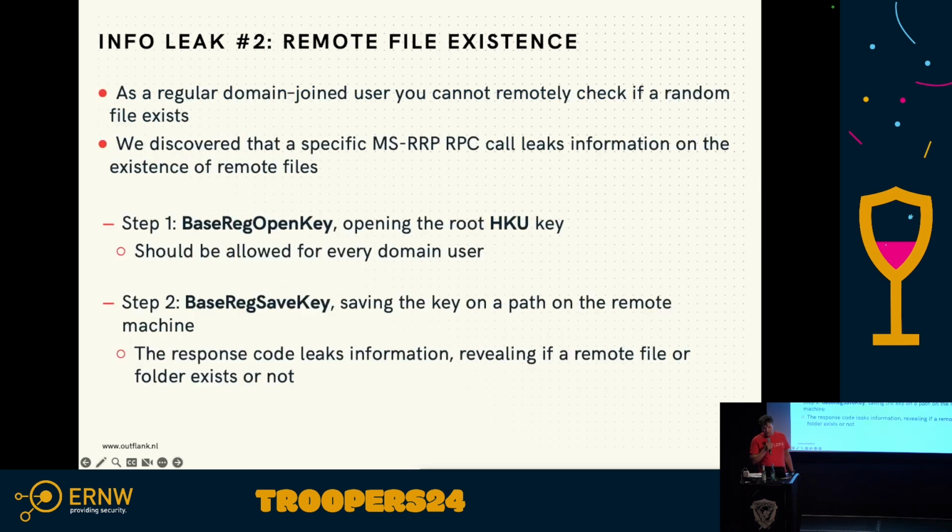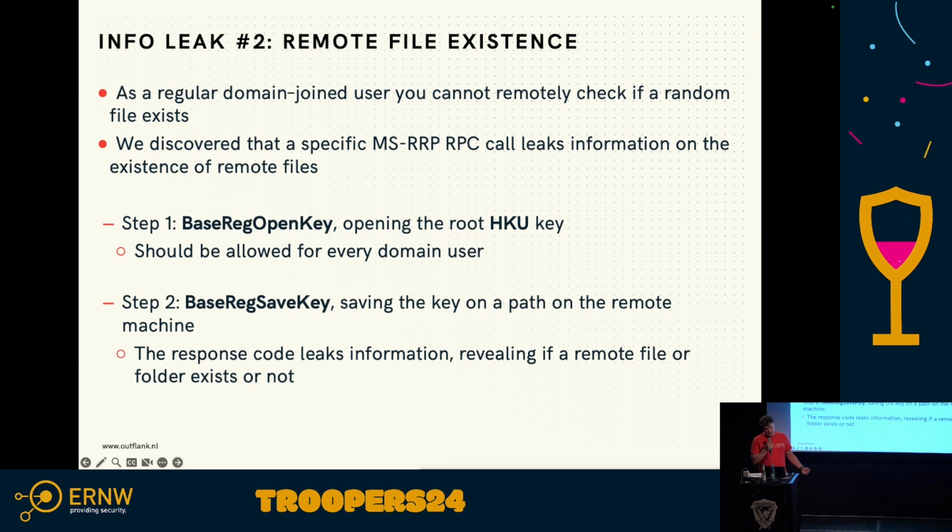And the second one is about remote file existence. As a domain user, you cannot generally check for random files if they exist or not. But with these RPC calls, you can, remotely, as a domain user. So what we do is we open the root HKU key, which we should be allowed because we're a domain user, and that's how remote registry works.